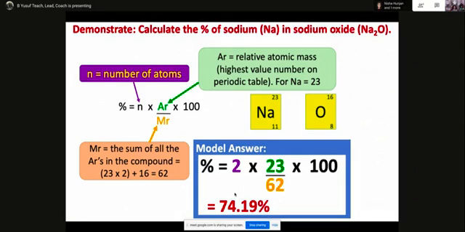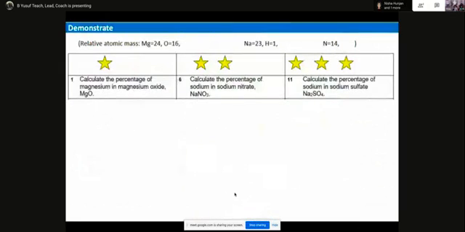Now that's a lot of explanations there. And again, please make sure that you cover this in your own time if you find it a little bit confusing. So let's give you a chance to apply your own learning. Now, what I've done here, to make it quick, is I've given you the values for the relative atomic mass of the elements that are in these three examples here: the magnesium, oxygen, sodium, hydrogen, and nitrogen. And I'd like you to try these three examples.